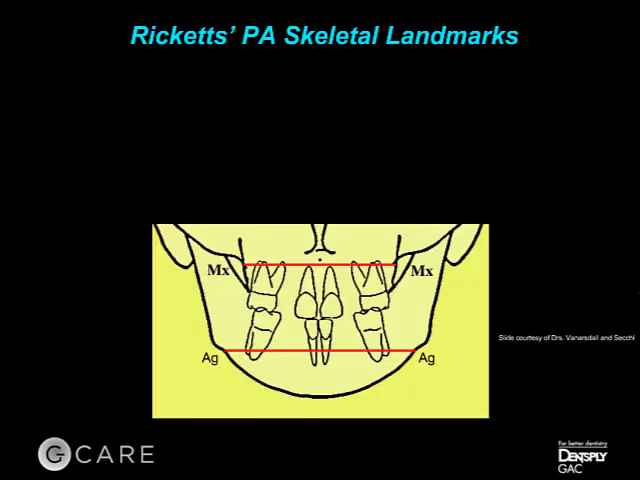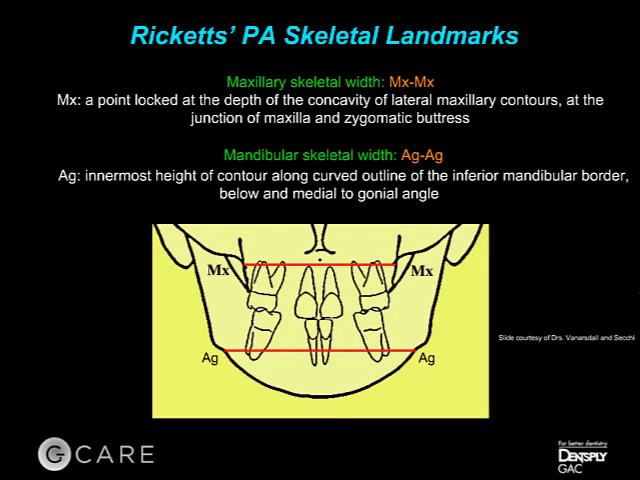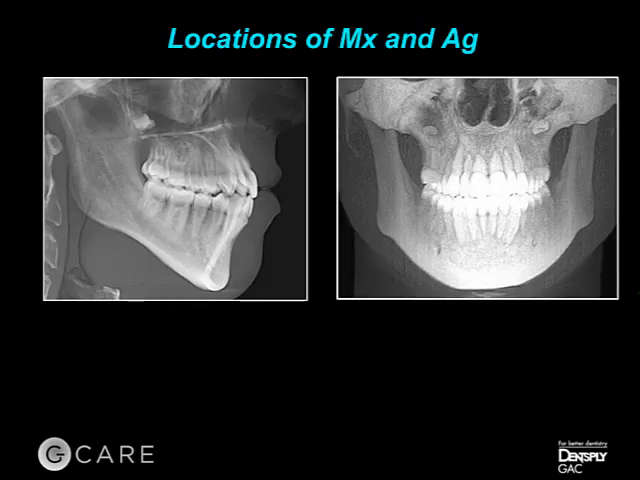So if we start to look at landmarks at what has been done in the past, Ricketts back in the 60s talked about using the frontal ceph to look at skeletal landmarks. And for the maxilla, he used MXMX, which was the depth of the concavity. But for the mandible, he had used AGAG, which is the antegonial notch. And while that was great for its time, when we had the frontal ceph as our only method to measure the width of the upper and the lower jaw, it was definitely better than not doing anything at all.